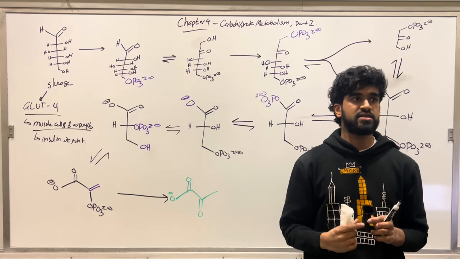The whole point here is to tightly regulate the amount of this, because fructose 2,6-bisphosphate is a very heavy activator of PFK1. And if it's an activator of PFK1, it's an activator of glycolysis. So this bifunctional enzyme regulates the rate of glycolysis very tightly. And you know what activates the enzyme? Insulin.